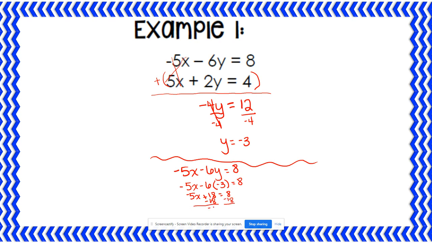These are going to cancel and leave me with negative 5x equals 8 minus 18, which is negative 10. Then, to get x by itself, I'm going to divide by negative 5 on both sides. Those will cancel, and that leaves me with x equals negative 10 divided by negative 5, which is positive 2. So the solution to the system of equations is where y is equal to negative 3 and x is equal to 2. So as an ordered pair, that solution is 2, negative 3.